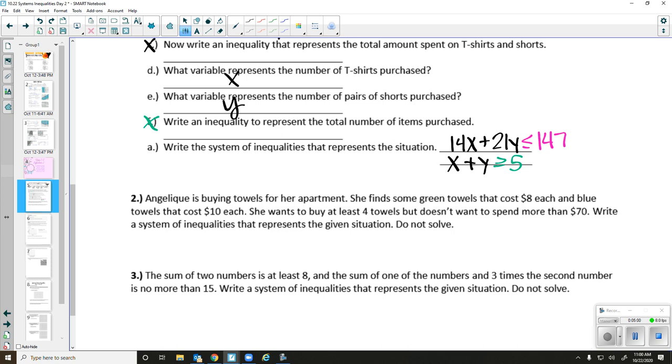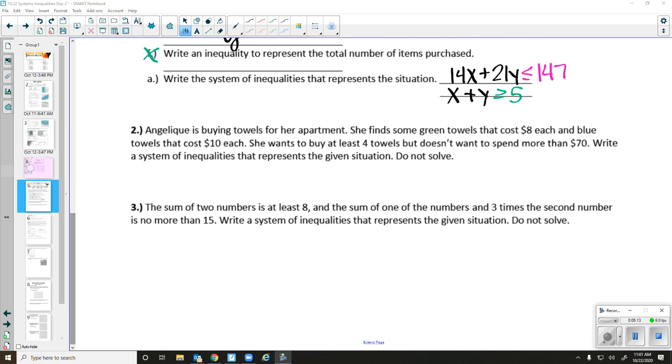Actually, go ahead. Do number 2, the one about Angelique and the towels, on your own. See if y'all can do it. After seeing one example, can you do one on your own? What were your two variables? Green and blue. The different towels, so the number of green towels, and the number of blue towels.